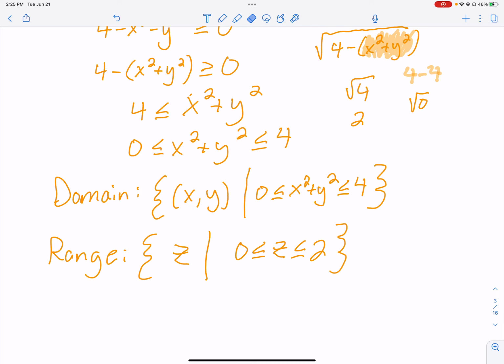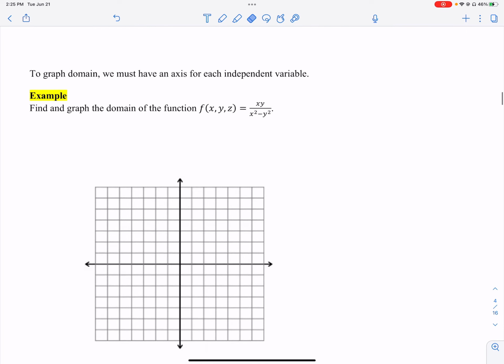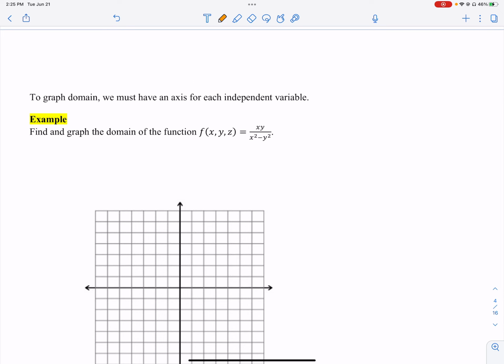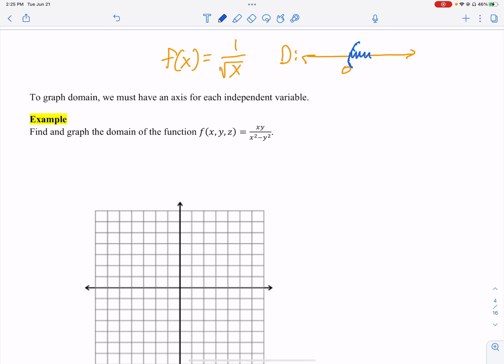All right, we are going to start graphing these domains. So let's take a look at an example. This note here, to graph a domain, we must have an axis for each independent variable. Let me show you what that means. Consider this function. Right? We know that the denominator x can't be negative, and also can't be 0. So the domain here is, okay, I could put it on a number line, and I could put my 0, and the way I graph it is I say, okay, parentheses here because it can't be 0, and it goes on that way. So my domain, right, is in one dimension.